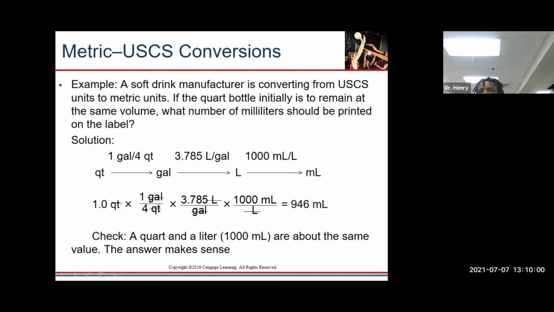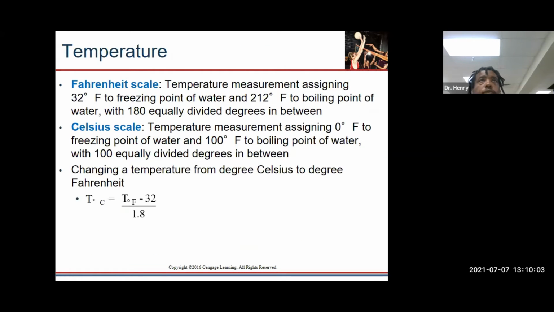Okay, so the next thing that we're going to be talking about is temperature. Temperature is measured in the US on the Fahrenheit scale. Other places measure it in Celsius. On the Celsius scale, water freezes at 0 degrees Celsius and water boils at 100 degrees Celsius, whereas on the Fahrenheit scale, water freezes at 32 degrees Fahrenheit and boils at 212 degrees Fahrenheit.